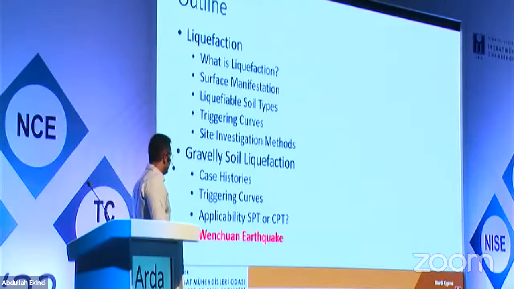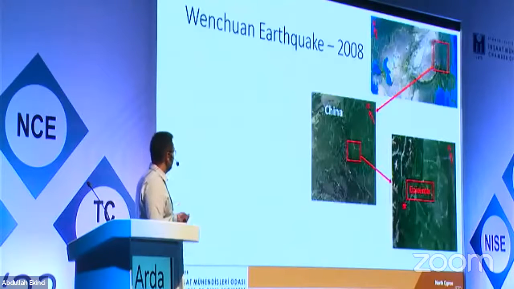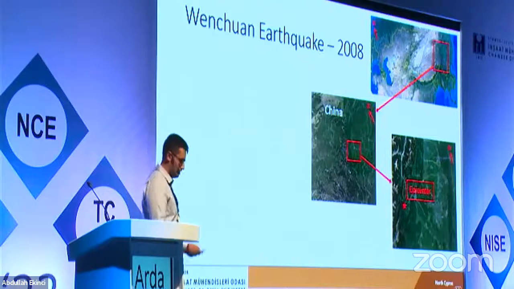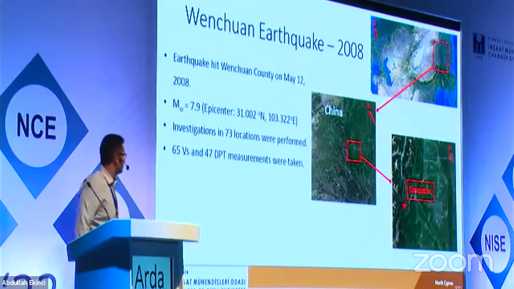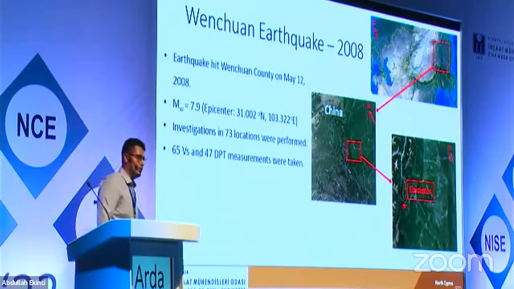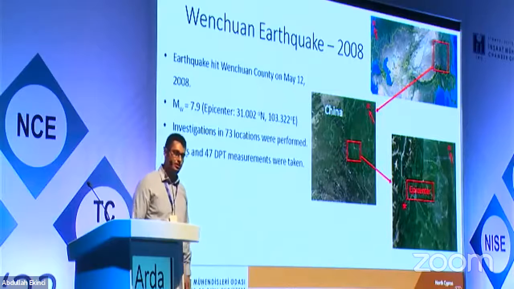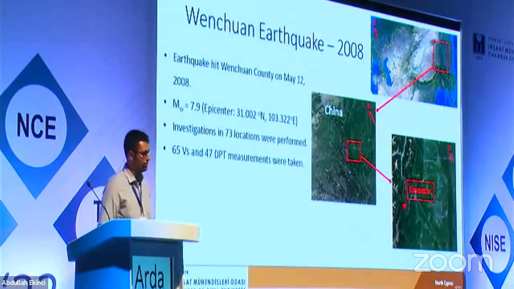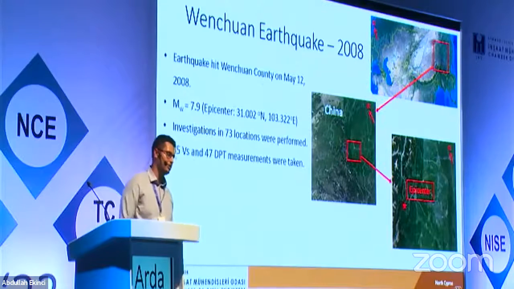So let me move on to the Wenchuan earthquake, which I studied. The Wenchuan earthquake is in China, and you can see the epicenter. It occurred on May 12, 2008, with a moment magnitude of 7.9. At 73 different locations, investigations were performed by Cao and his team, and a total of 112 measurements were taken by means of VS and DPT.